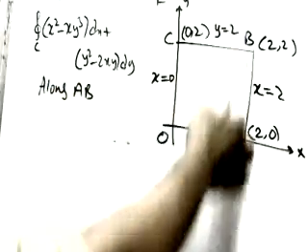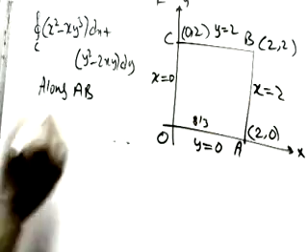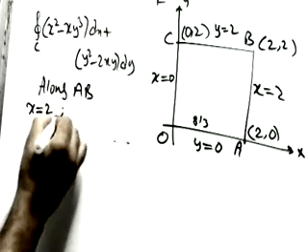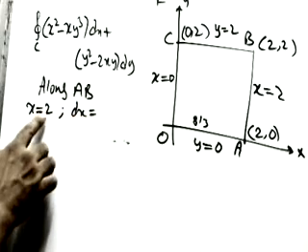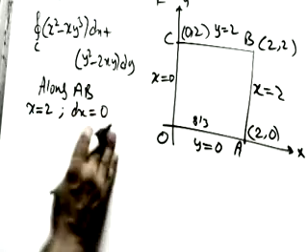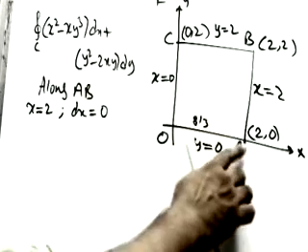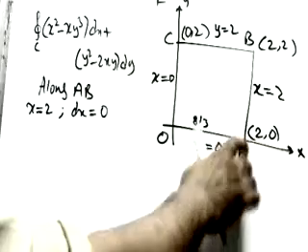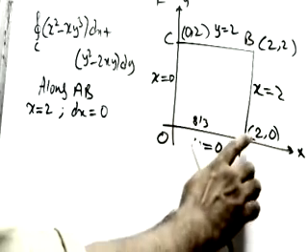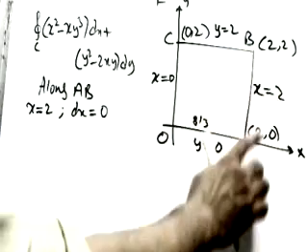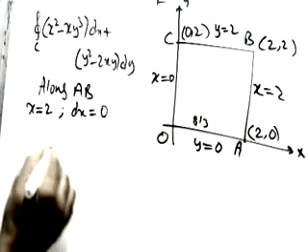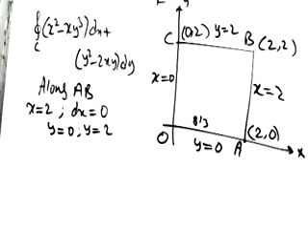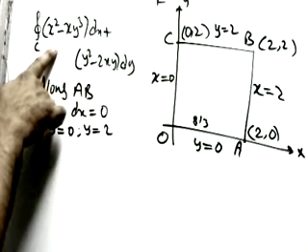Now tell me, what is the equation of this line along AB? The AB line's equation is x equals to 2. But if you differentiate x, it will be dx. Differentiation of a constant is 0. You see here, from here to here y changes. X is 2 only. Here also x is 2. Here x is constant. But y changes from 0 to 2. Here y is 0. Here y is 2. So we can write like this, y equals to 0 to y equals to 2.